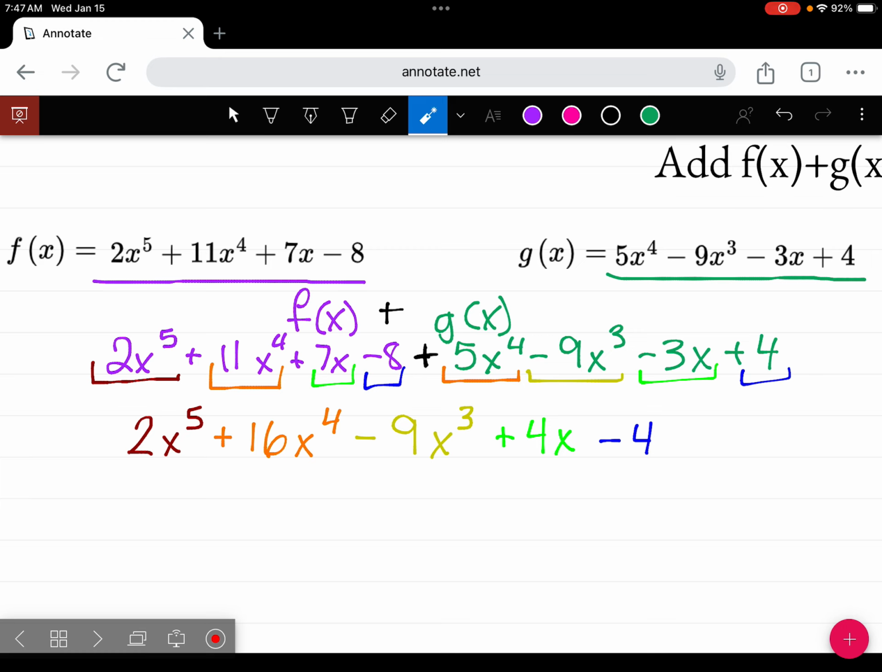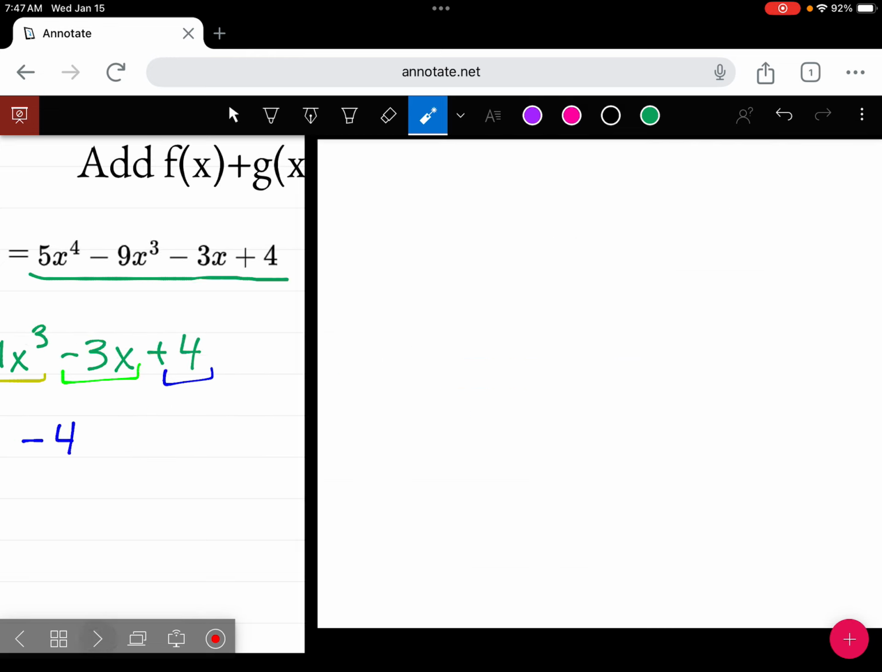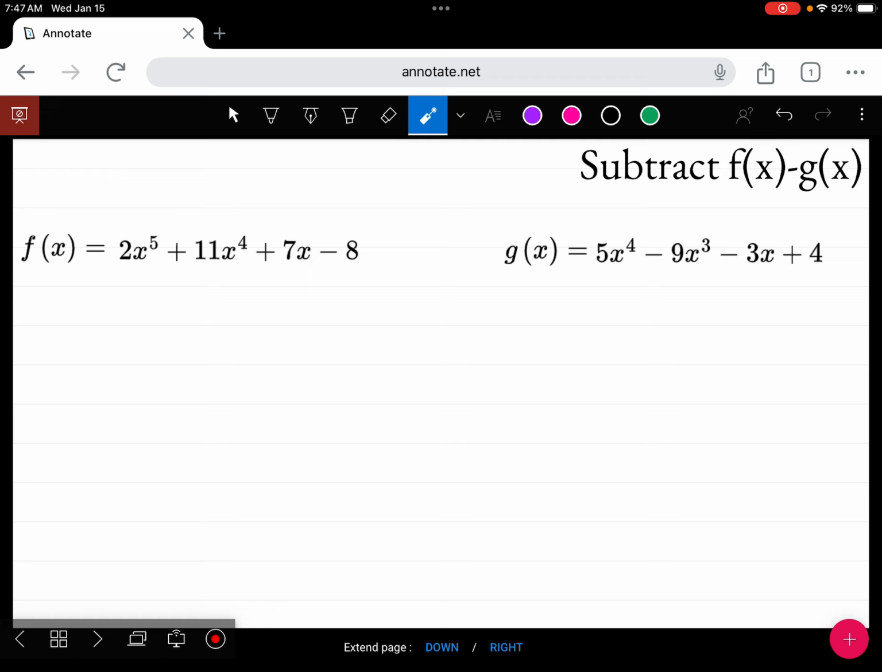Okay, we're going to do the same functions again, because again, I'm trying to not make you write a gazillion polynomials over and over and over again for no reason. And we're going to take those same functions and we're going to subtract them. So same vibe. It's the same f of x, the same g of x. We're going to just subtract them now. So my f of x I'm doing in purple, my g of x I'm doing in my green.